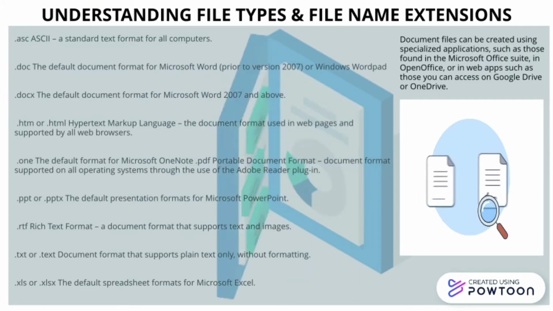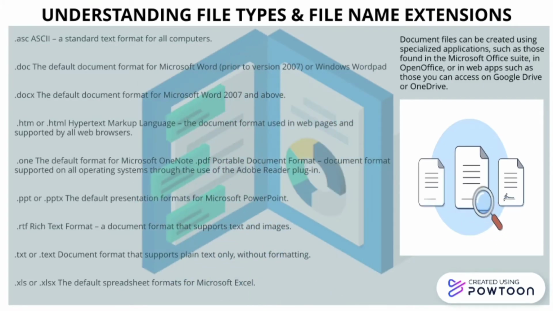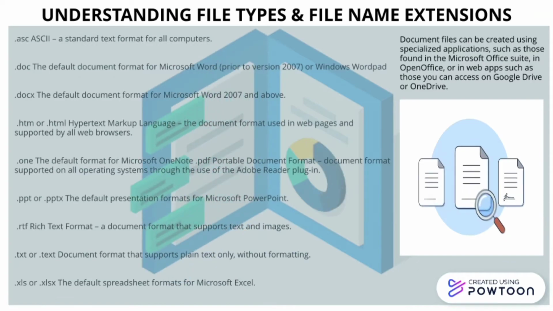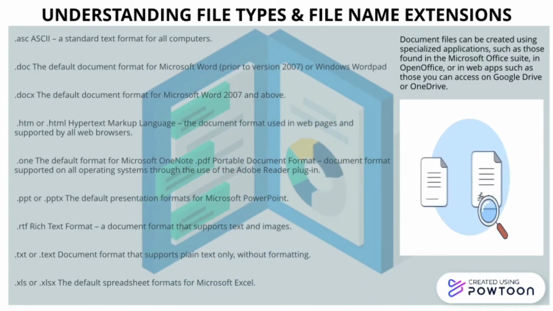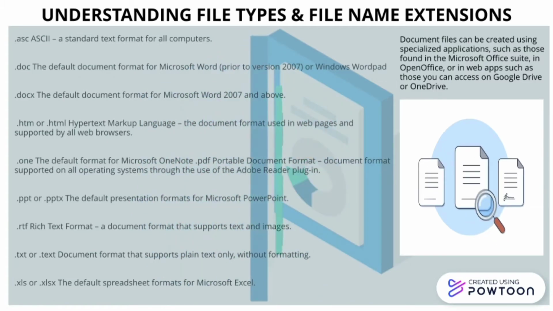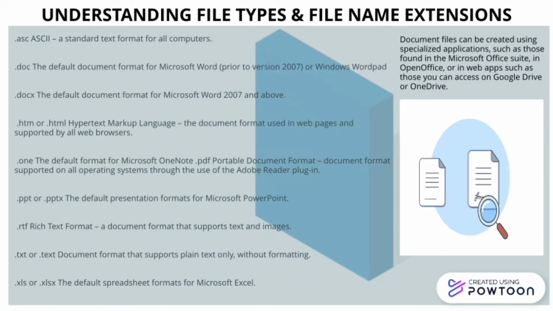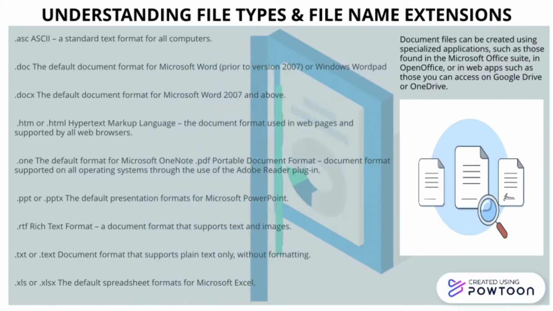Document files can be created using specialized applications, such as those found in the Microsoft Office suite, in OpenOffice, or in web apps such as those you can access on Google Drive or OneDrive. .ascii, a standard text format for all computers. .doc, the default document format for Microsoft Word prior to version 2007, or Windows WordPad. .docx, the default document format for Microsoft Word 2007 and above.